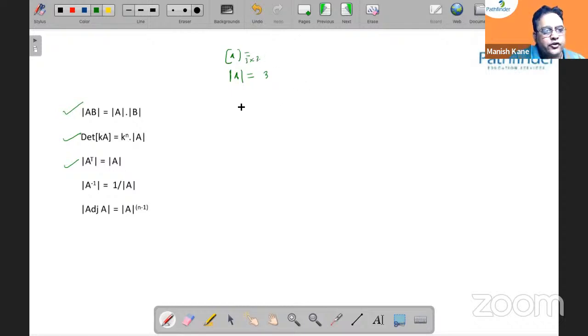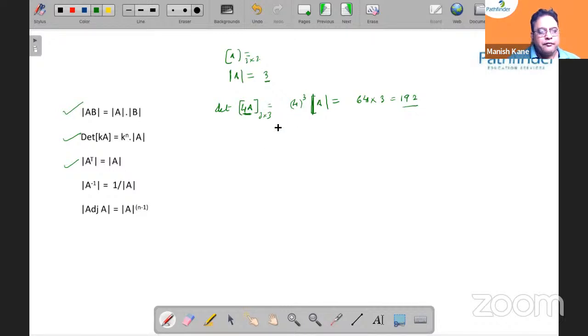Now suppose I ask you what is the value of determinant of 4A. You can see that in 4A each element of the matrix is multiplied by 4. So in order to calculate the determinant, because it's a 3 cross 3 matrix, this 4 will be multiplied to each of the elements. So I'll take 4 outside, 4 cube multiplied by the determinant of A. I already have the value of determinant of A, so I'll get 4 cube, that is 64, multiplied by 3, that is 192.